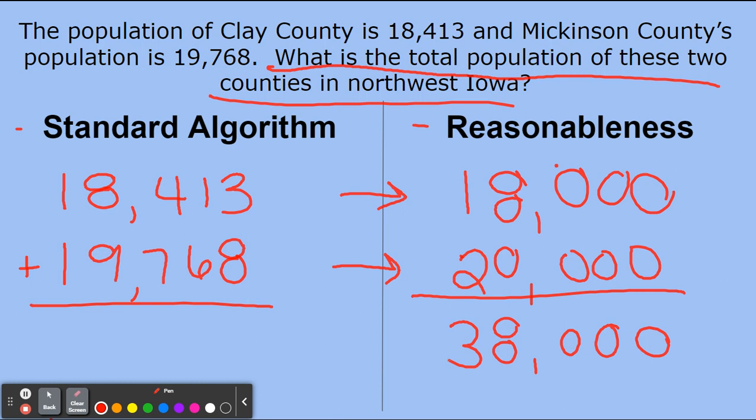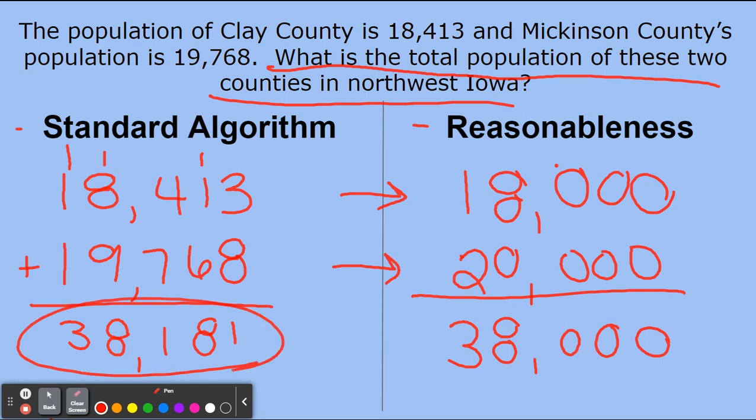So 8, 9, 10, 11. 6, 7, 8, 7, 8, 9, 10, 11. 9 and 1 is 10, plus 8 more is 18, and 3. So 38,181 is my actual answer.